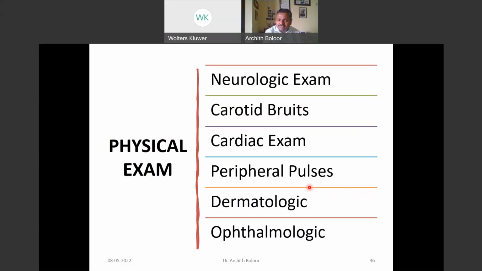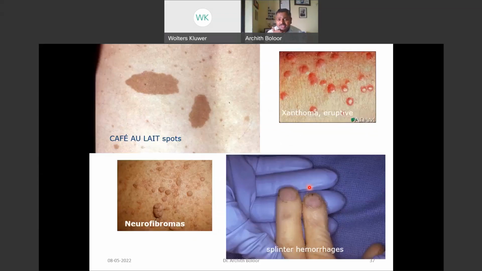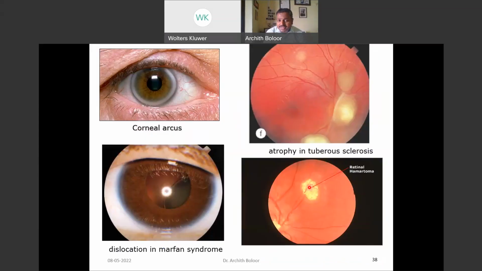Certain dermatological and ophthalmological findings could be characteristically seen in some syndromes, like the café-au-lait macules, which could be seen in NF, or neurofibromas. Splinter hemorrhages, if present, could suggest infective endocarditis. Eruptive xanthomas are seen in familial hypercholesterolemia. A premature arcus, you could make out that. Tuberous sclerosis can be associated with atrophy of the optic nerve. Hamartomas can be seen in the eye in tuberous sclerosis.